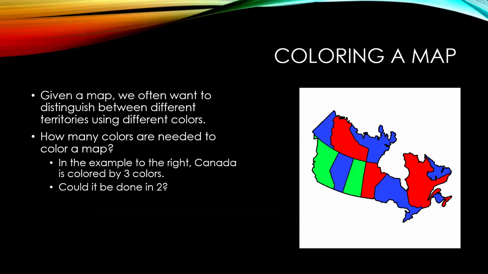Given a map, we often want to distinguish between different territories using different colors. How many colors are needed to color a map? In the example to the right, Canada is colored by 3 colors. Is it possible to be done in 2? I'll let you try and figure that one out. Can you color this map using only 2 colors? Give it a shot.